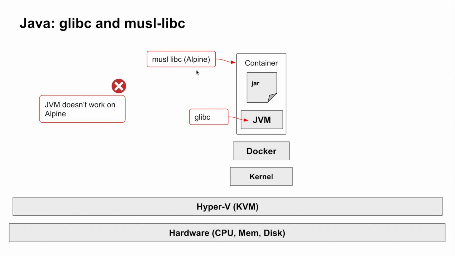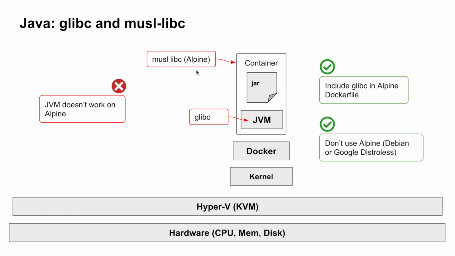Fortunately, again for us, there's two workarounds for this. First workaround, you can just include the glibc standard C library in your Alpine Dockerfile. So just install it, and JVM should work. The second workaround that you can consider is maybe just don't use Alpine. Use Debian or use one of the Google distroless images instead as a base image for your container. So those are two quirks that make Java and containers a weird match, but there's workarounds there. But to be honest, I haven't actually had much experience working with them, so I don't know how great these workarounds are, but they're out there.